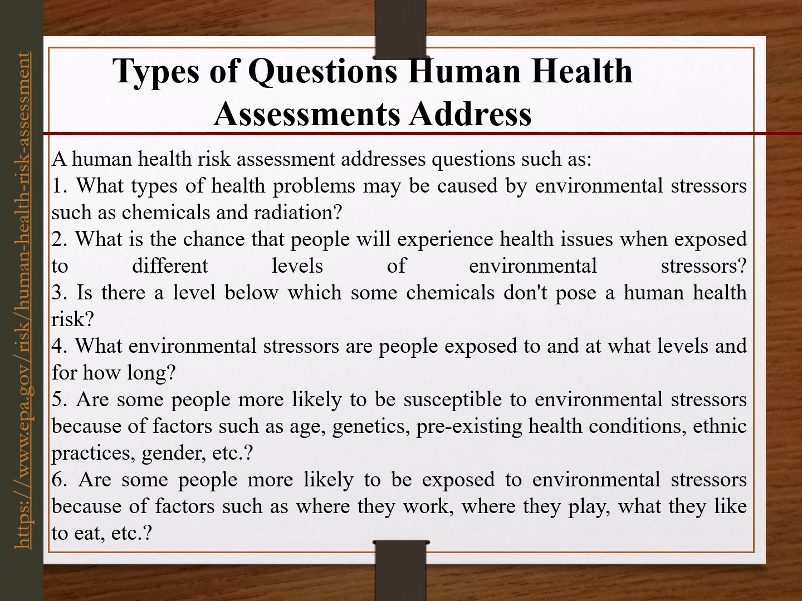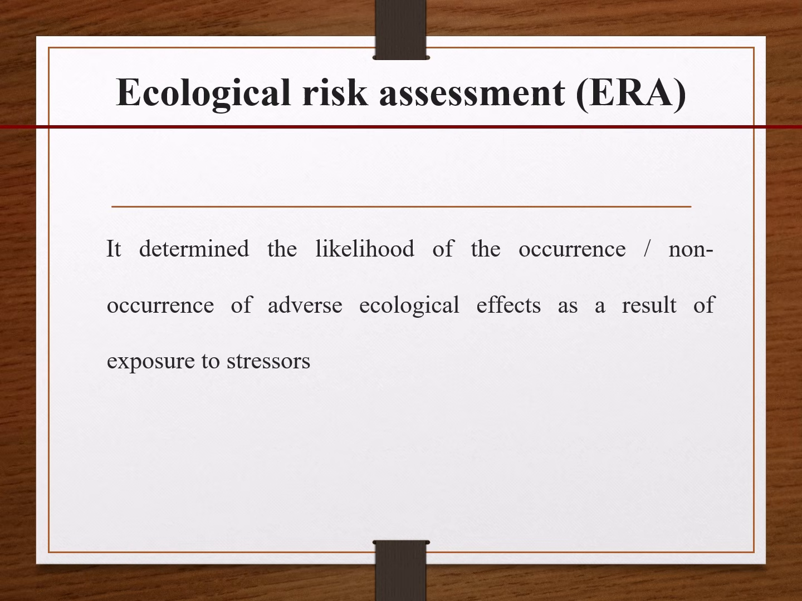Are some people more likely to be susceptible to environmental stressors because of factors such as age, genetics, pre-existing health conditions, ethnic practices, gender, etc.? Are some people more likely to be exposed to environmental stressors because of factors such as where they work, where they play, what they like to eat, etc.? The answers to these types of questions help decision makers, whether they are parents or public officials, understand the possible human health risks from environmental media.